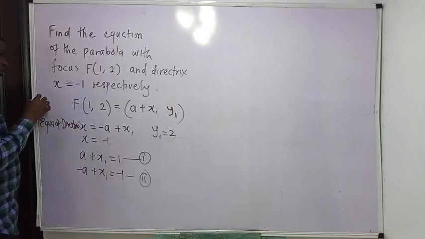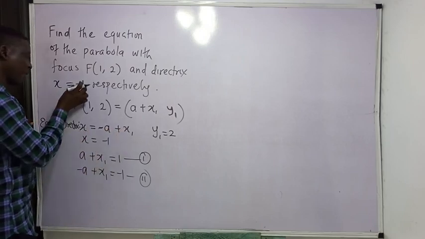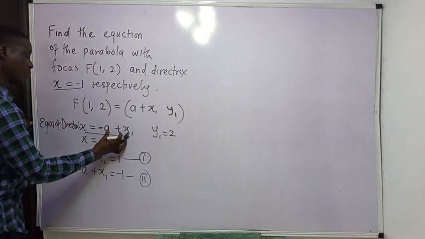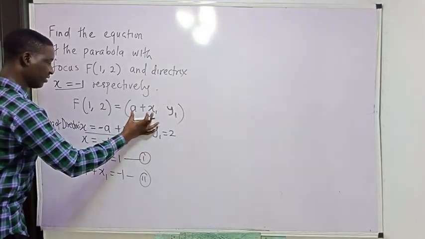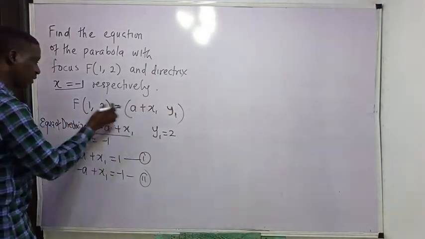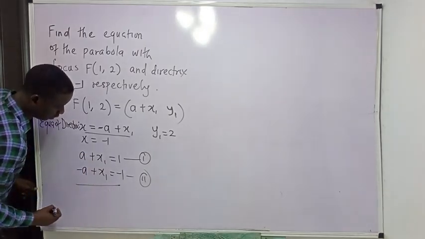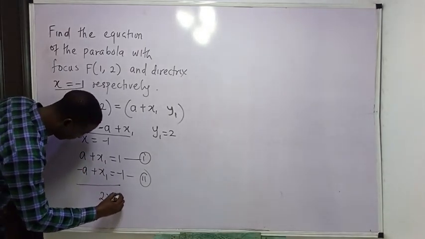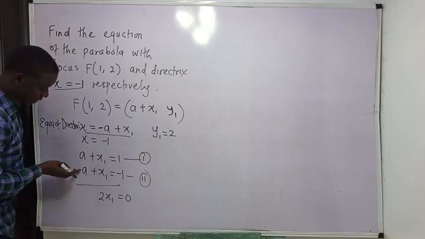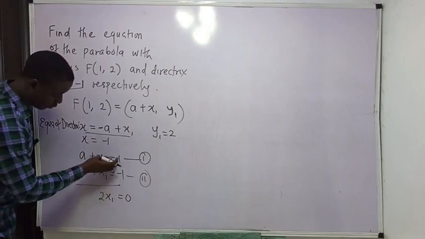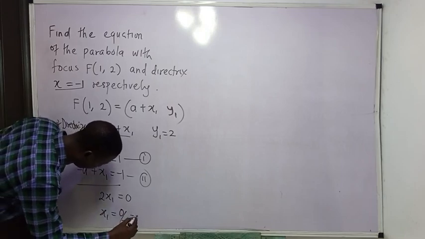This one is the focus coordinate. That's why we gave that. So for the equation of directrix, we compare this one with this and equate it to -1. Then compare this one with this: y equal to 2, and this one equal to 1. Then we solve these simultaneously. So add the two equations. If you add them together, you are going to eliminate a. You have 2x1 equal to 0, because 1 plus -1 gives us 0. So x1 will be 0 divided by 2, which is 0.